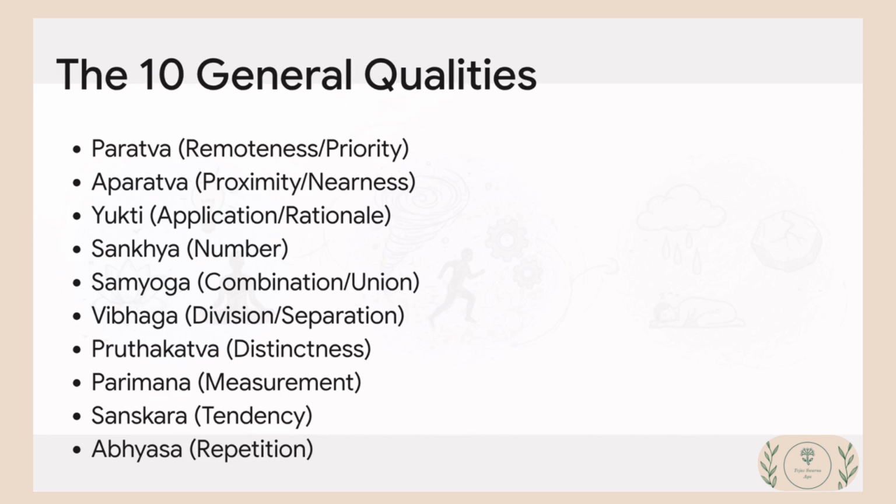You've got principles like combination and separation. You've got the ideas of number and measurement. And it even gets into really abstract stuff like sanskara, which is like a tendency or an imprint left by past actions, and abhyasa, which is just repetition. These aren't physical things you can hold, but they're absolutely fundamental qualities that shape how our reality works.